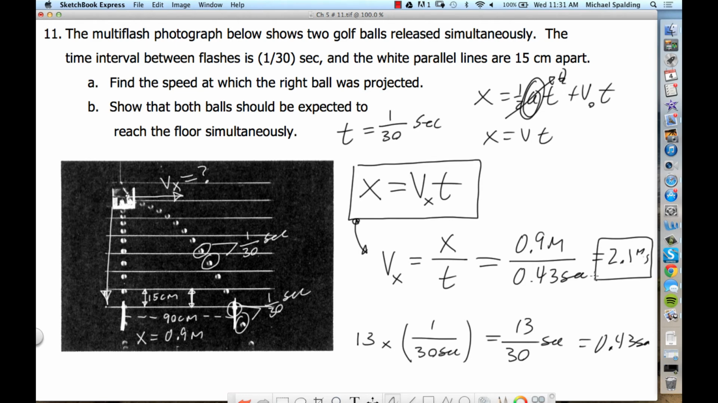Now look, part B, show that the balls should be expected to reach the floor simultaneously. How do we show that? They just do. I guess what you could say for part B is that both balls start out with no y velocity. Both balls begin with 0 velocity in the y, and they're both accelerated by gravity the same. So that's the reason that they'll be expected to reach the floor simultaneously. And that's basically the demonstration that I showed you.